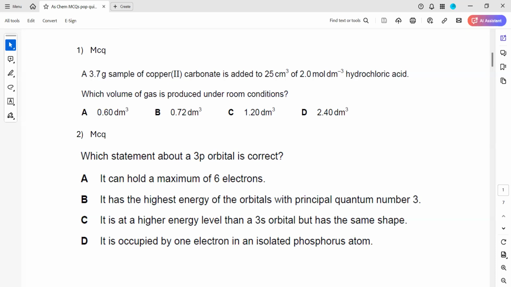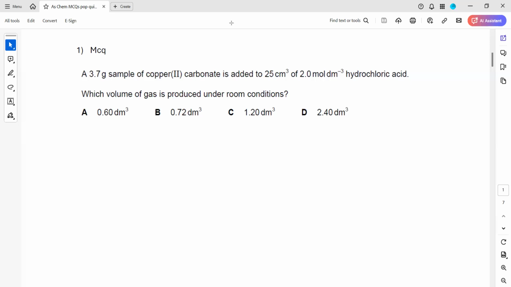As you can see, 3.7 grams of a sample of copper 2 carbonate is added to 25 cm cube of 2 mole per dm cube hydrochloric acid. Which volume of a gas is produced under room condition? So the first thing, because there's a reaction, there must be a balanced equation for that. So we should first write the balanced equation between copper carbonate and hydrochloric acid.